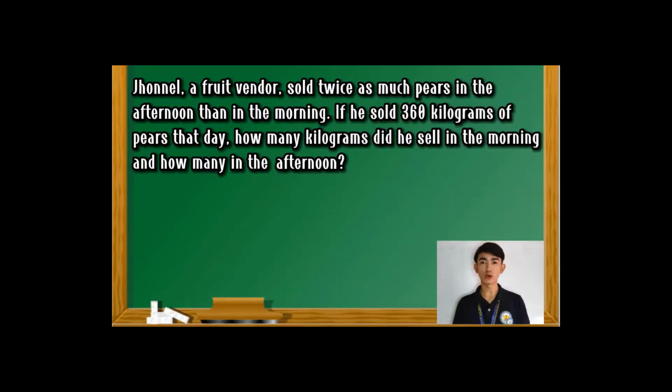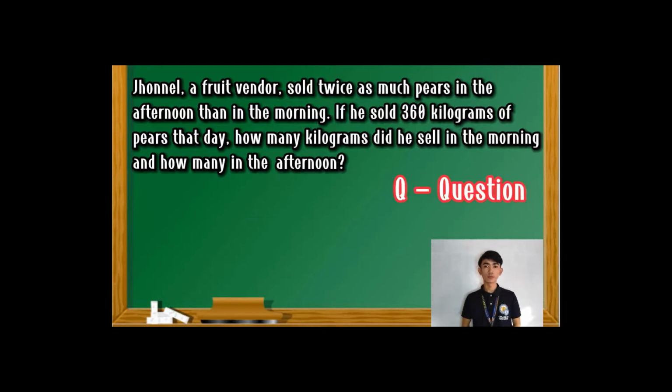Junel, a fruit vendor, sold twice as many pears in the afternoon as in the morning. If he sold 360 kilograms of pears that day, how many kilograms did he sell in the morning and how many in the afternoon? Let us start solving it with our first step, the Q, which is the question.